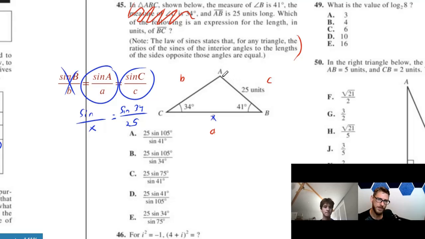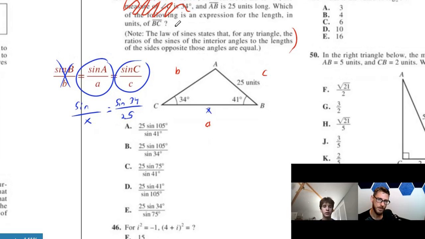So what is a though? Do we know what angle a is? You can do 180 minus... Good. 95. Oh no, 75. Yeah, so that leaves 105. So that gives us this equation, and in this equation, there's only one unknown, so we should be able to solve it.